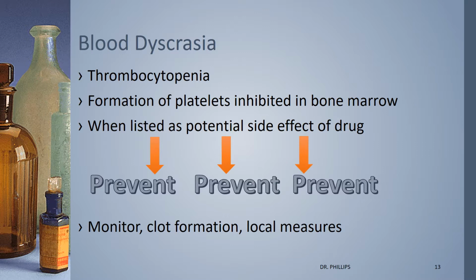Blood dyscrasias. Thrombocytopenia is a blood dyscrasia, in which the formation of platelets is inhibited in the bone marrow. Whenever this is listed as a side effect of a medication, we want to do our best to prevent any type of medical emergency. So prevent, prevent, prevent. We want to monitor, make sure there's clot formation, and we may have to use some type of local measures to ensure that there's not excessive bleeding.